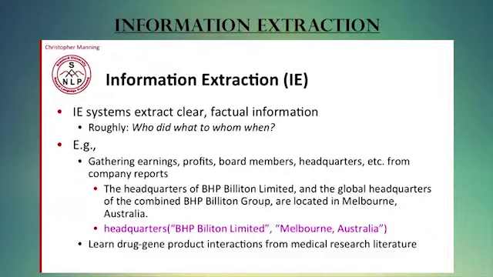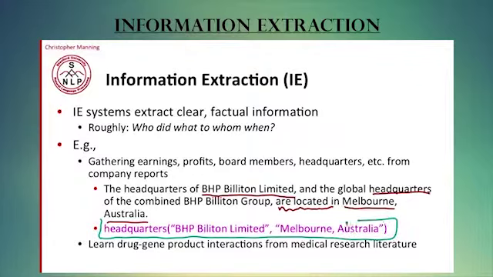So here are a couple of examples. One's gathering earnings, profits, board members, headquarters, any of this kind of factual information about companies from company reports. So the idea is that the system can look through the text and then it sees, okay, here's the name of the company, and then it's talking about its headquarters, and it says that the headquarters are located in, so that's kind of an indicator of a headquarters location, Melbourne, Australia. And what we're going to get out of that then is this relation, which you can think of as an instance of a database table.